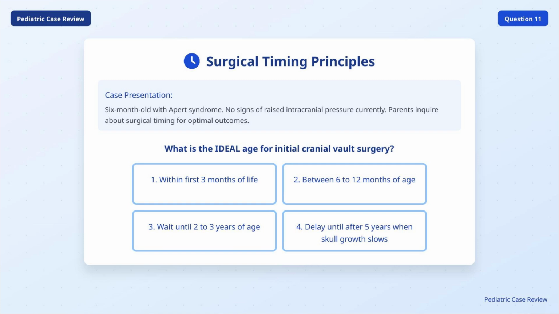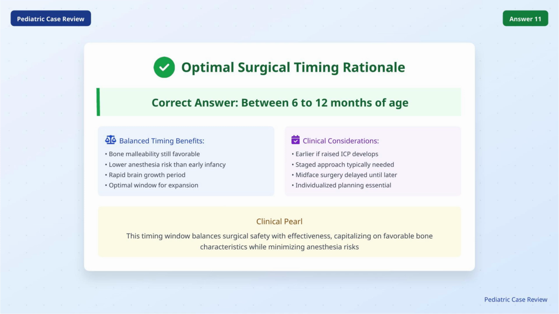Option 1, within first 3 months of life. Option 2, between 6 to 12 months of age. Option 3, wait until 2 to 3 years of age. Option 4, delay until after 5 years when skull growth slows. The correct answer is between 6 to 12 months of age.